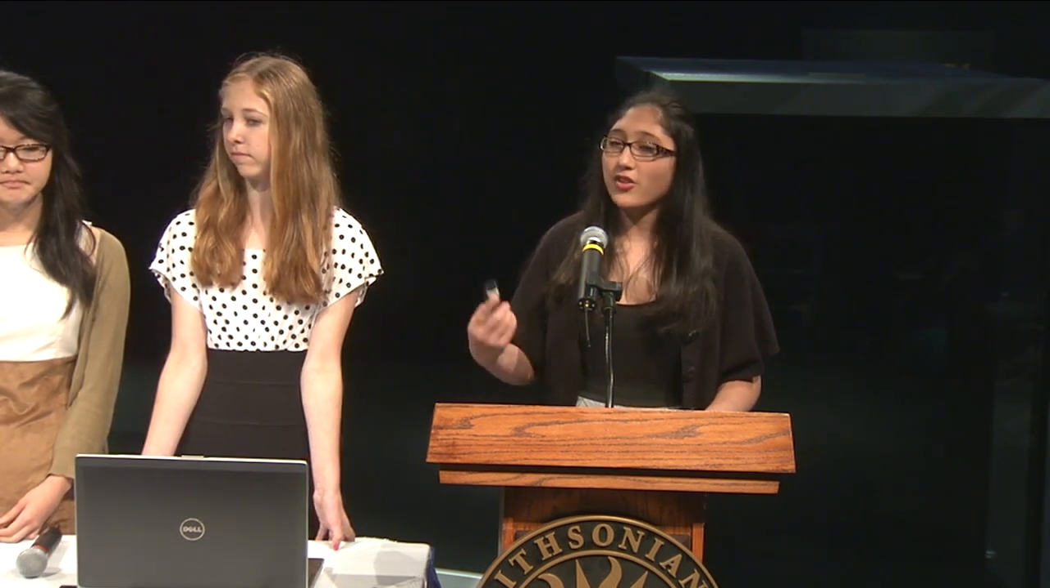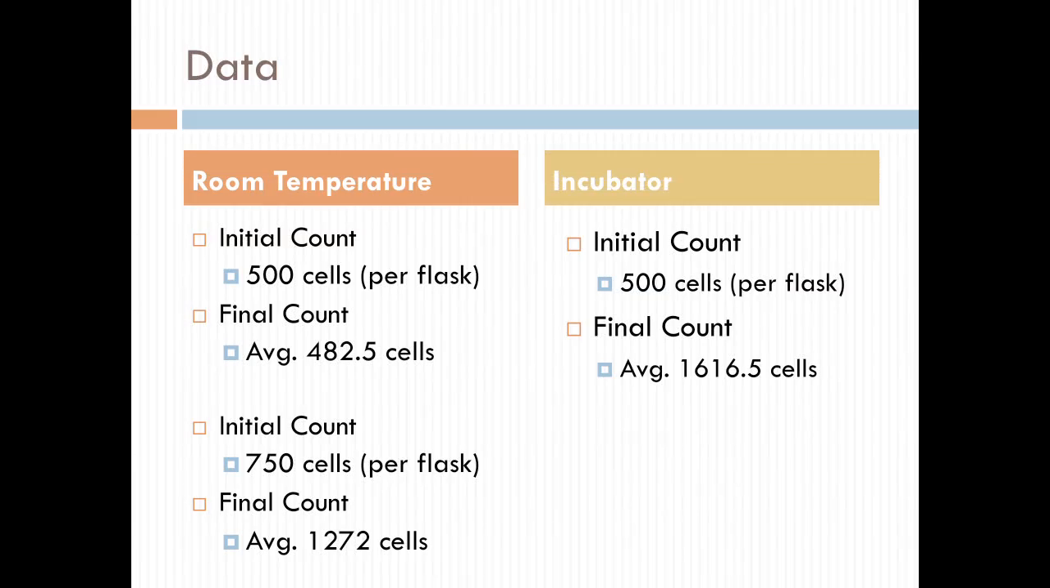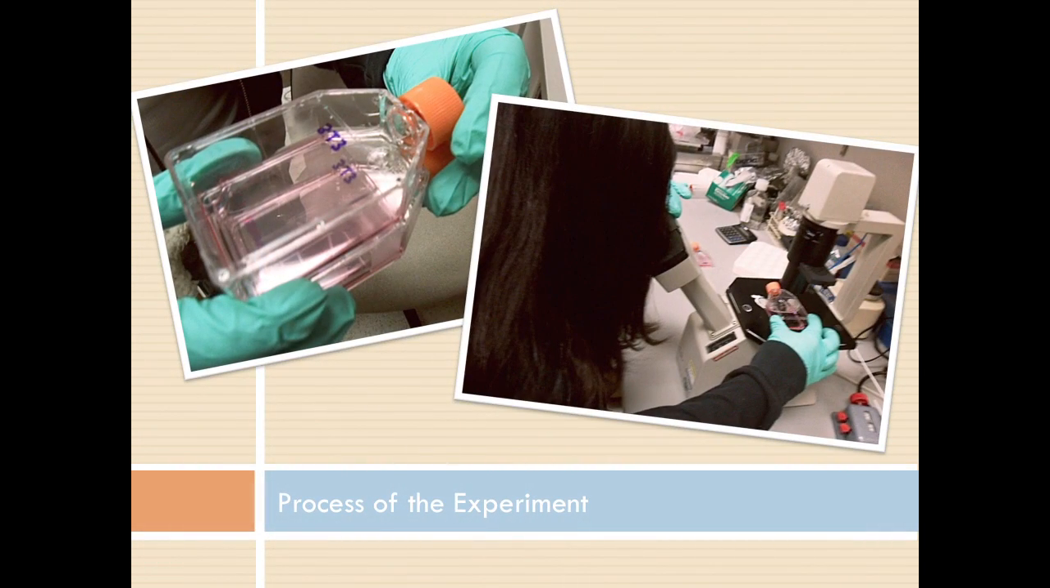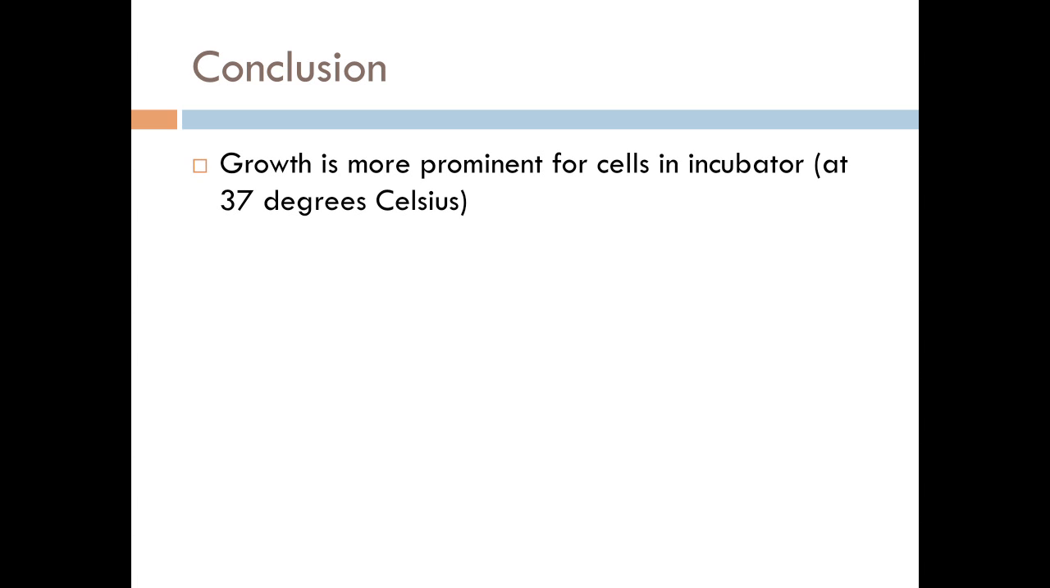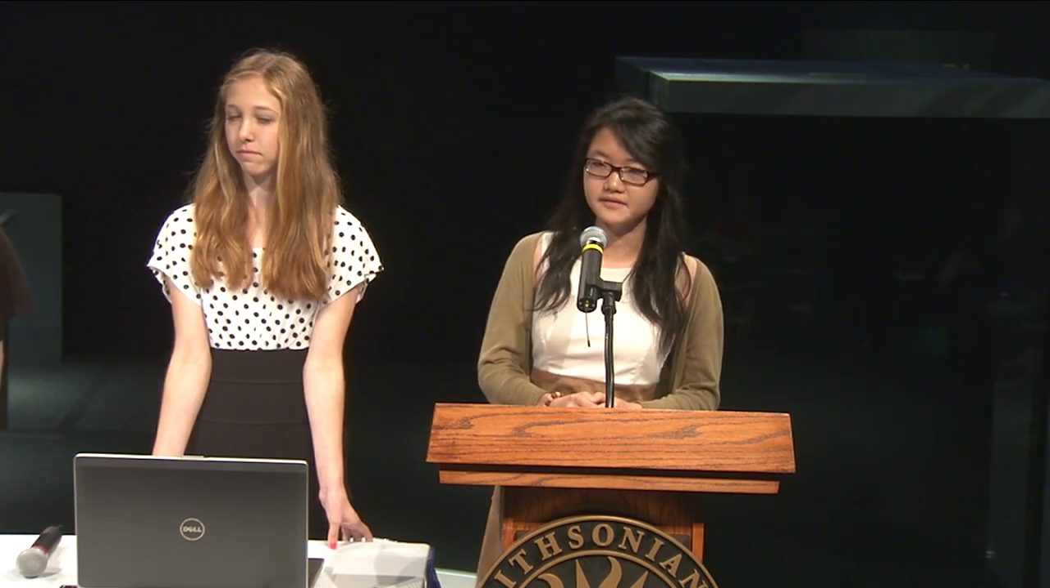Then we placed another flask in the incubator, and this one was plated at 500 cells per flask, and we ended up with an average count of 1,616.5 cells, another great increase. And these are just some of the pictures of us performing our experiment. After the experiment ended, we concluded that growth is more prominent for fibroblasts in an incubator at 37 degrees Celsius rather than in room temperature because the incubator mimics body temperature, which is more favorable for cell growth and division.